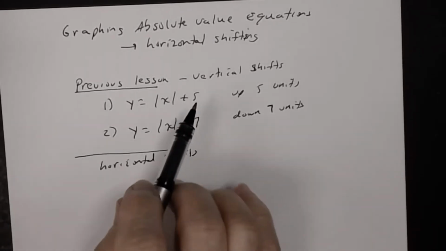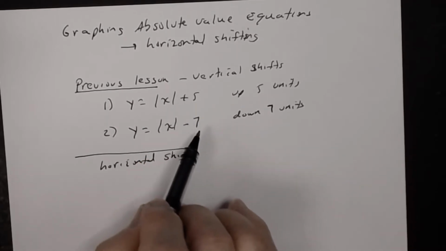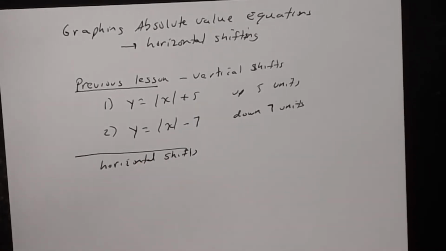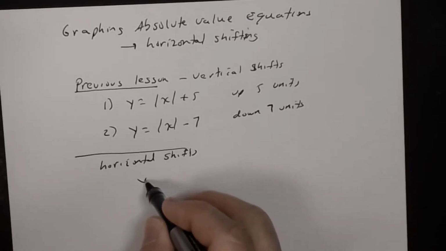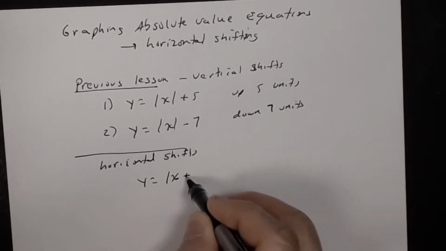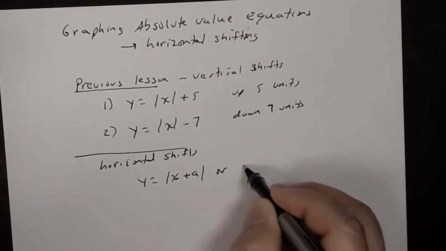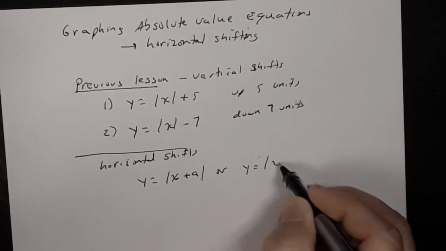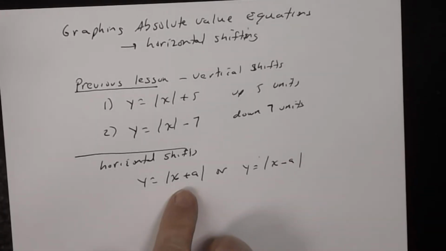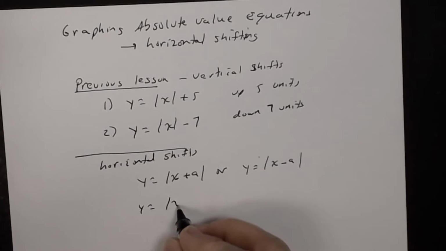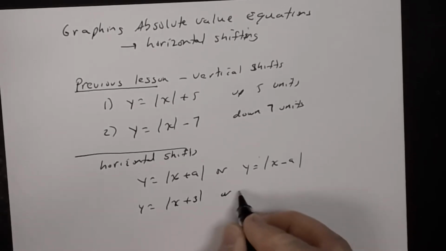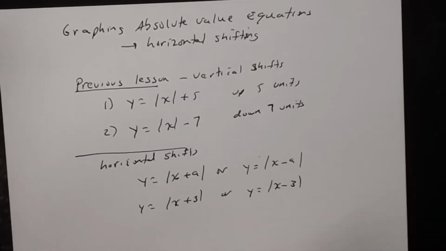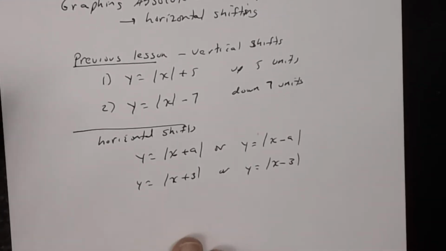Okay, so a vertical shift occurs if the number's on the outside. Horizontal shifts occur if it looks like this. So we have y equals the absolute value of x plus a, or y equals the absolute value of x minus a. So it'll look like y equals the absolute value of x plus 3, or y equals the absolute value of x minus 3. So that's a horizontal shift, where the number appears within the absolute value bars.